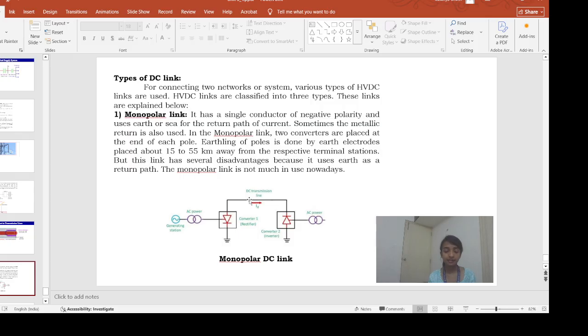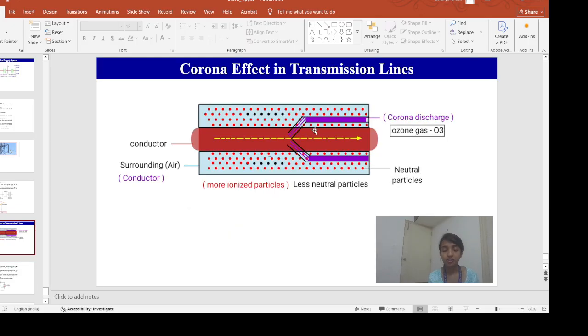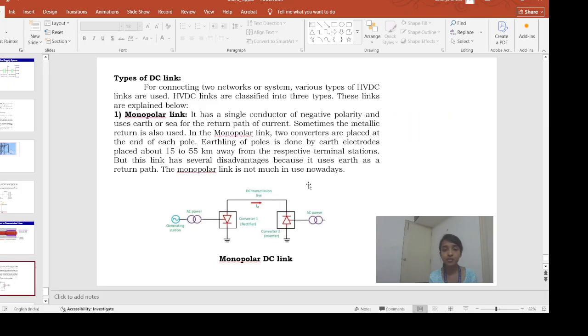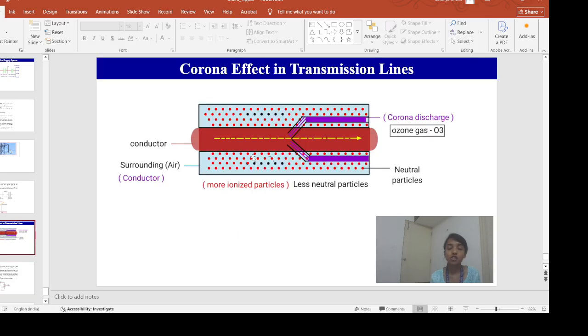Now if some free electrons are removed from the conductor, it will become a positive conductor. We have previously discussed the corona effect. If we are using a negative conductor or negative transmission line, the corona effect will be less. Why? When I apply a high voltage, an electric field gets created surrounding this conductor.